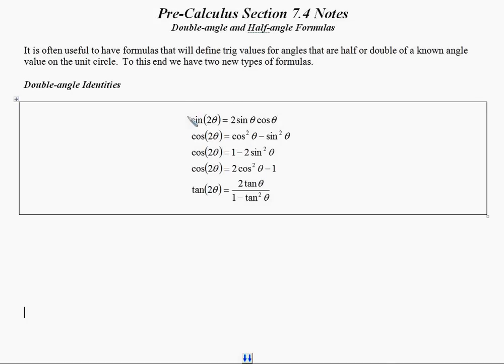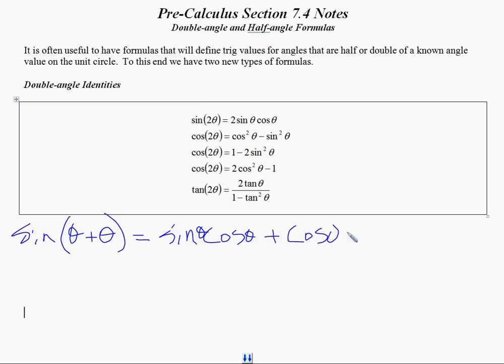Okay, this is section 7-4, the double angle and half angle formulas. When we look at these double angle identities, these are derived from our sum identities. If you think of the sine of some angle, we'll call it theta, plus theta itself, so that's sine of 2 theta, then this could be written as the sine of theta times cosine theta plus cosine theta times sine theta.